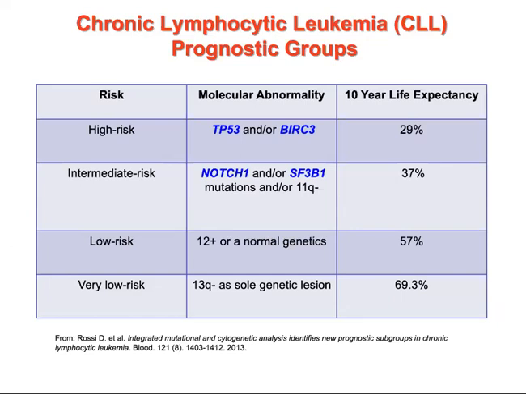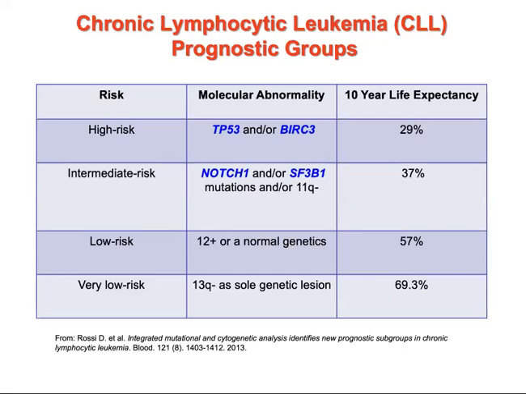So if you look at a 10-year life expectancy, patients that are grouped in this high risk group are 29% of that expected in the matched general population. CLL patients that are grouped in the intermediate group harbor the Notch1 mutation and/or the SF3B1 mutation and/or the 11q deletion. So in a 10-year life expectancy, these patients grouped into the intermediate risk group have 37% of that expected in the matched population. So you can get an idea of what that's like.